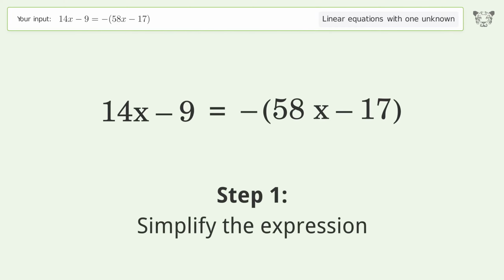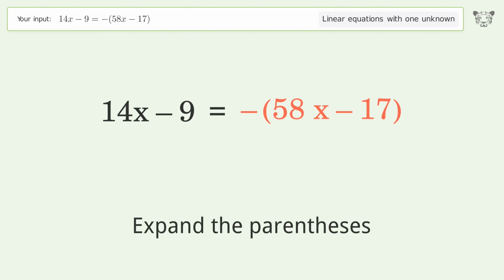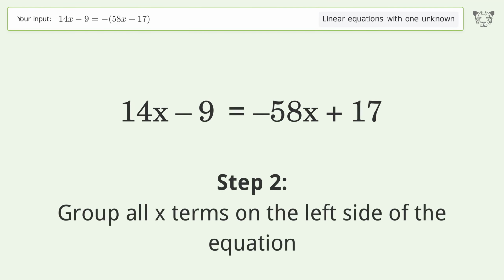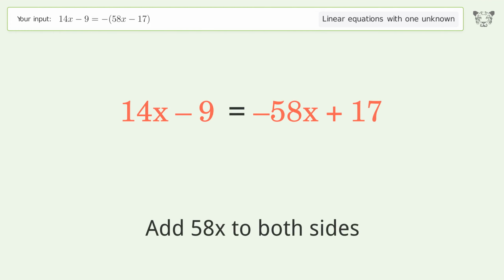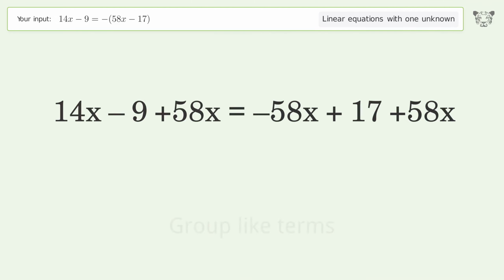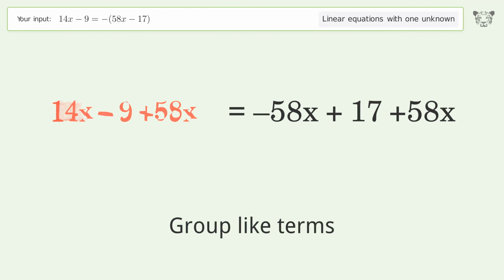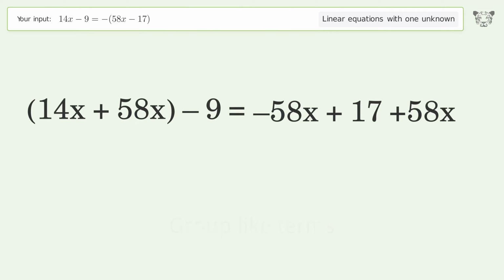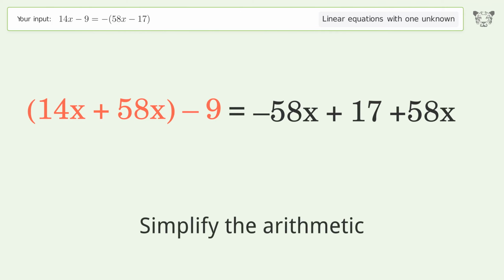Simplify the expression. Expand the parentheses. Group all x terms on the left side of the equation. Add 58x to both sides. Group like terms. Simplify the arithmetic.